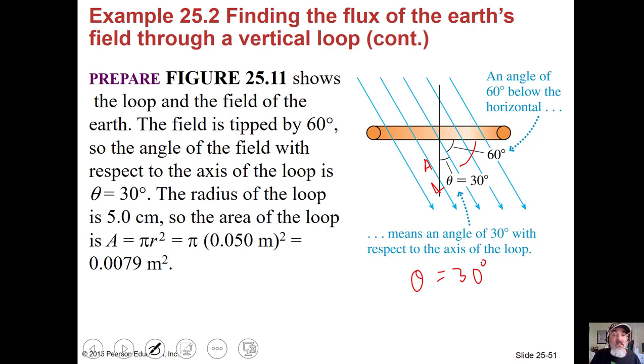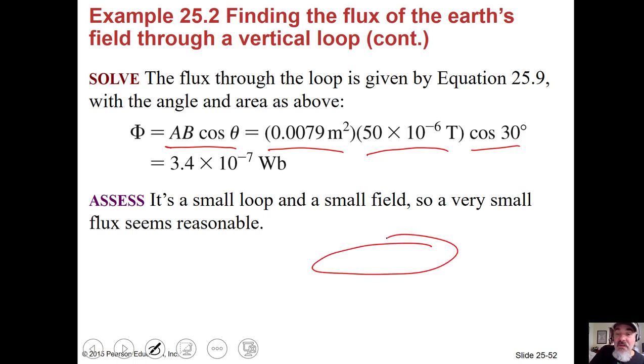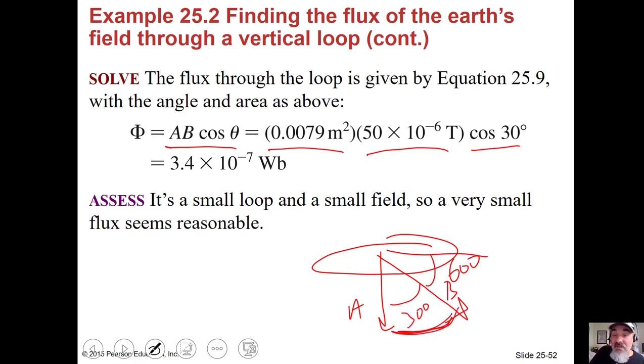Okay? It's a circular loop, so don't forget the area of a loop, pi r squared. B is actually given in the problem. We can put it all together. A B cosine theta: here's the area, the magnetic field strength, and here's the angle between A and B. Here's the loop. B is here. This is the area vector. This is the 60 degrees they give you in the problem, but we actually need 30 degrees. That's the angle between the area vector and B, between the axis of the loop and the magnetic field.